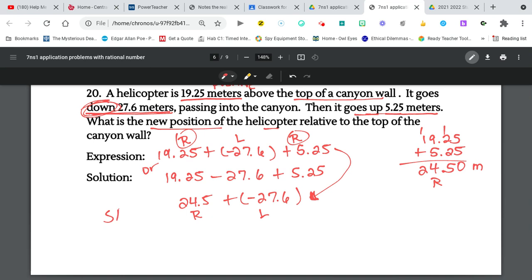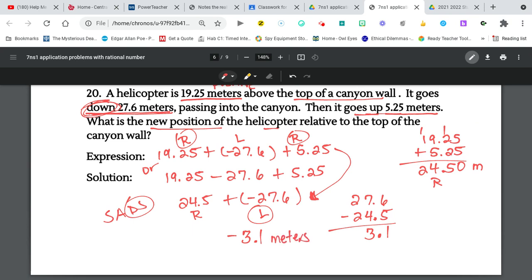So these two go in different directions. So I'm going to subtract, but put your larger group on top. 27 and 6/10 minus 24 and 5/10, and keep your decimals lined up. And it's more to the left, or it went down more so than it went up. So it's going to be negative 3 and 1/10 meters in relation to the top of the canyon wall, okay?